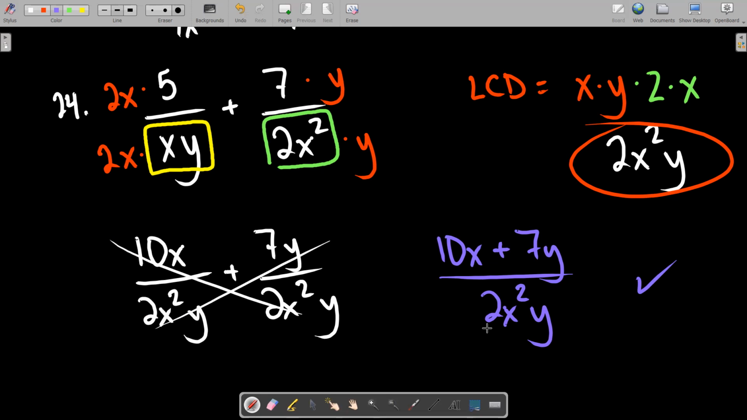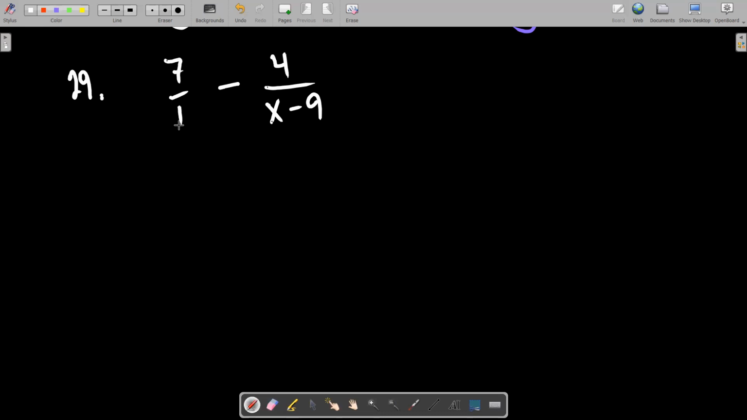Good. What do you notice about something like, say, question 29? One, yeah, Sienna, good job. One of them's not a fraction, so we have to make it into a fraction. So the way question 29 starts is a whole number minus a fraction. So I start at least with this and say, okay, seven, I'm gonna at least take you and call you 7/1. Let's do that first.